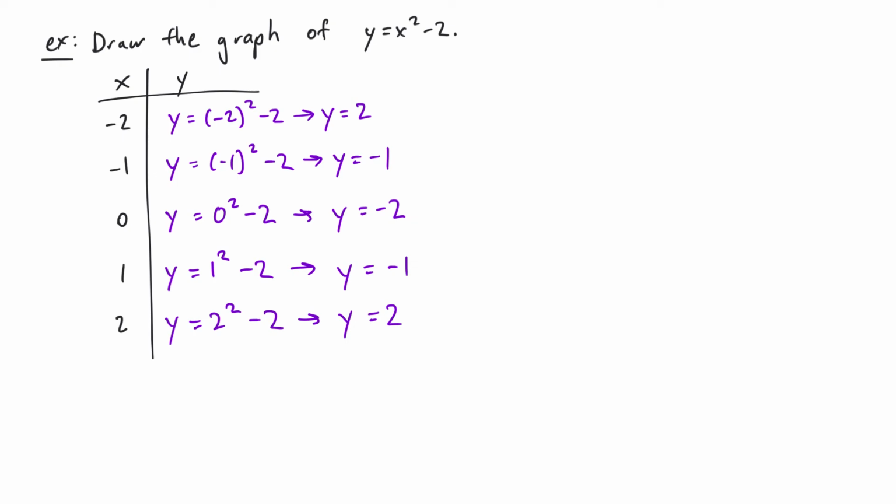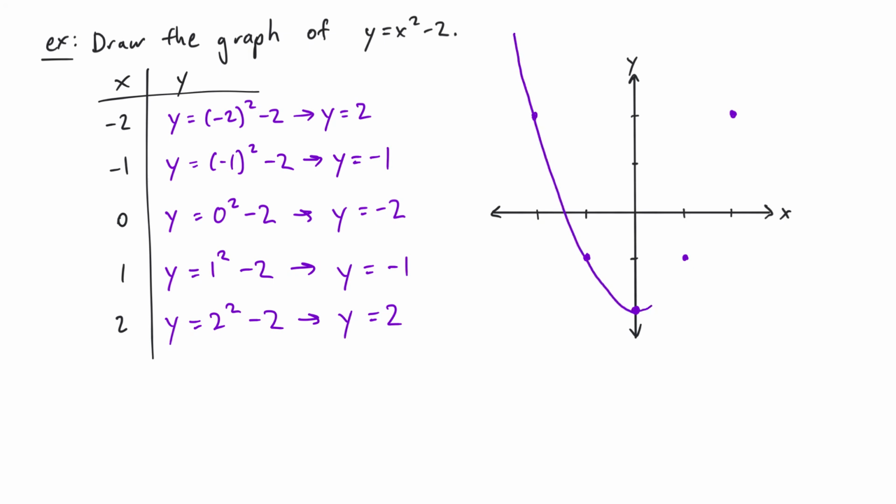So our points here are -2, 2, -1, -1, 0, -2, 1, -1, and 2, 2. We'll take each of those points and plot them on our xy plane. So -2, 2 is over here, -1, -1, 0, -2, 1, -1, and 2, 2. This time, our points don't all fit on a straight line. It seems to have another pattern. The points seem to have a U shape, so we'll connect all of our points together in a way that fits that shape.